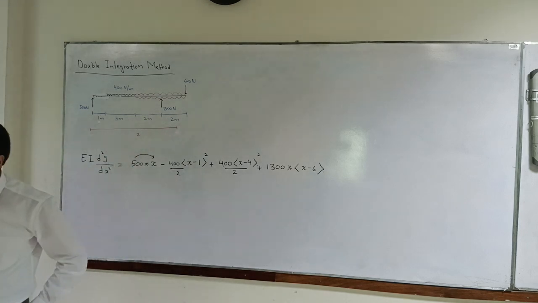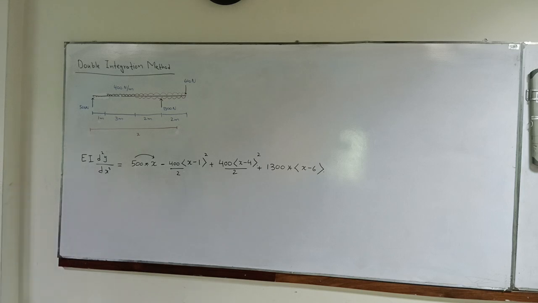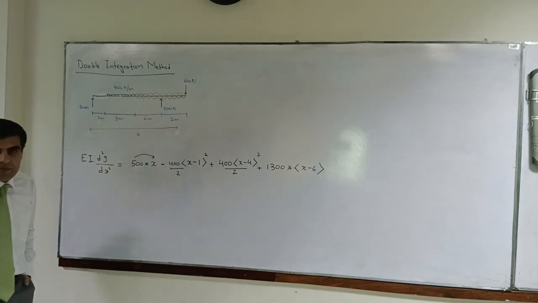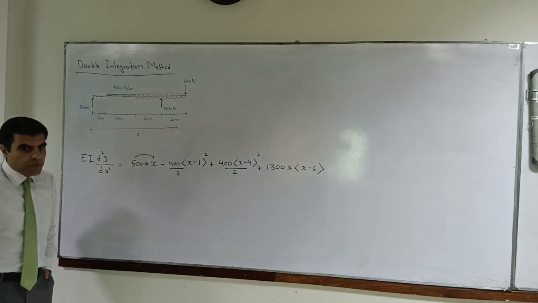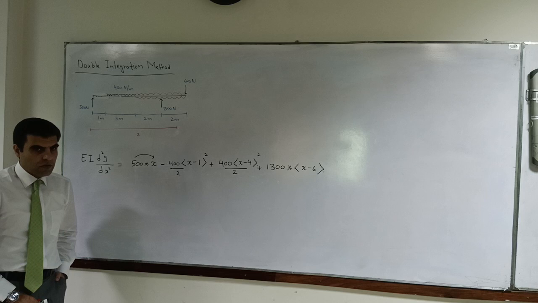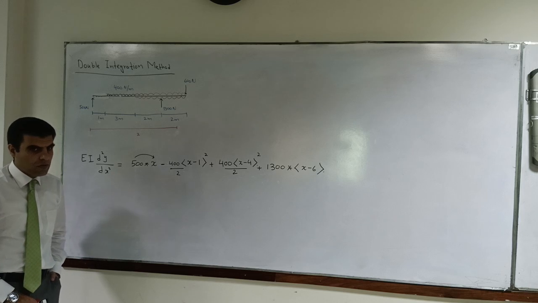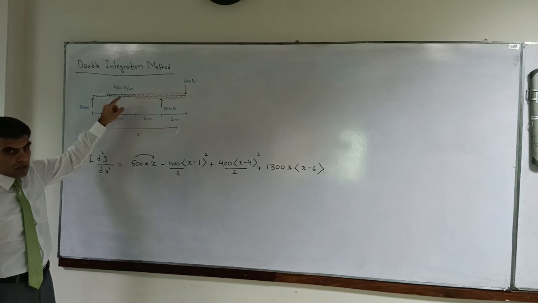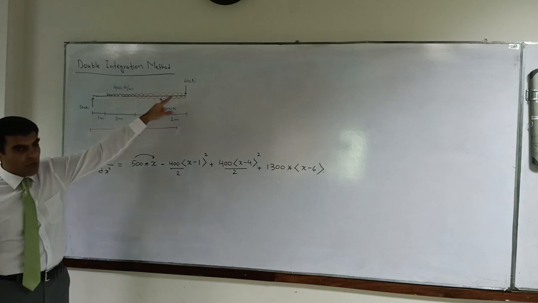When you are asked to find shear force and bending moment from first principle, what do you do? You take it at a distance x. Sir, plus 400 x minus 4 divided by 2 for the upward uniformly distributed load. So what about the downward uniformly distributed load? Which one? This one.